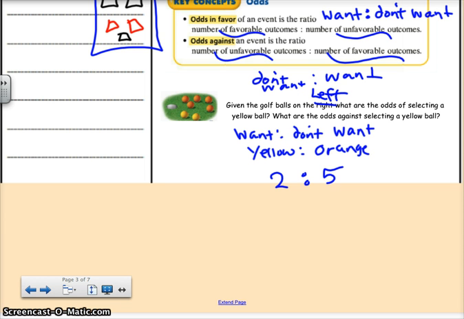Okay? What are the odds against selecting a yellow? So what we're really doing here is not yellow to yellow, and you just flip it. 5, not yellow, to 2 yellow. Okay?